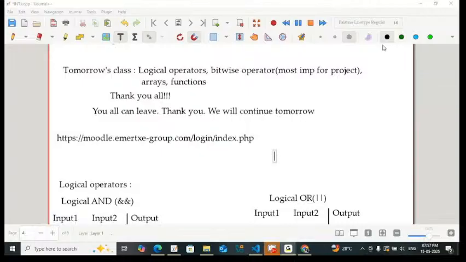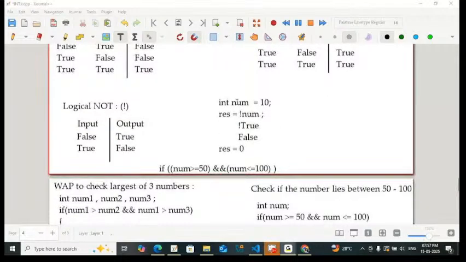What is not of num? Kindly explain. Okay, so num here I took as one integer variable. When I say not of num, num is one integer variable representing the value 10. Because it is a non-zero value, it is treated as true. So not of true is false, and the result gets assigned false. The decimal equivalent of false is 0, so 0 will be provided.